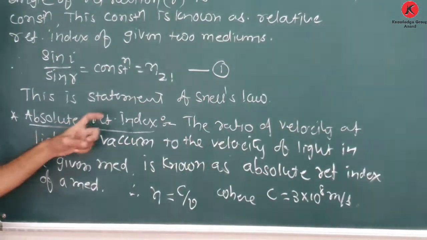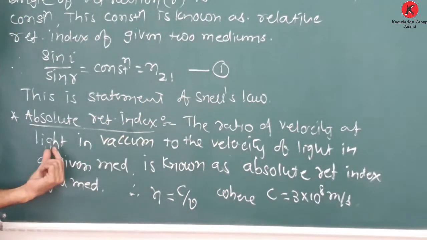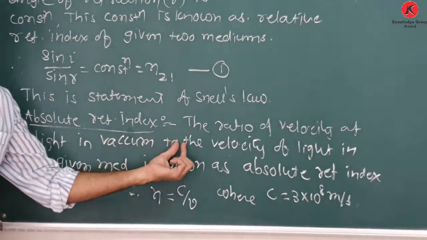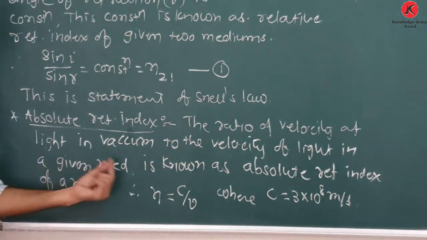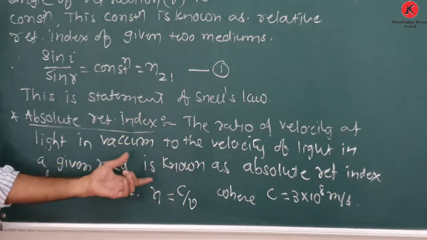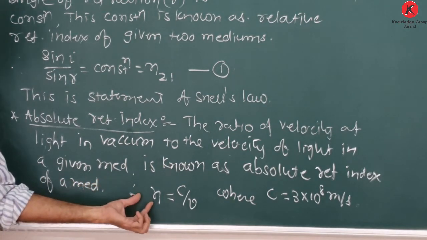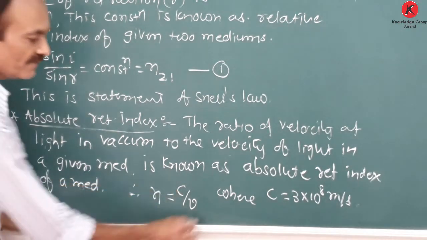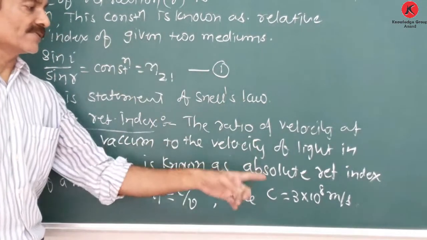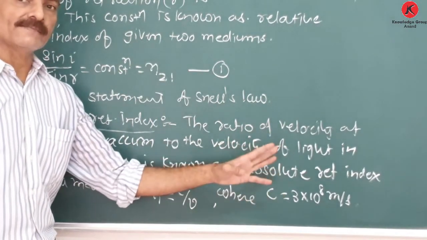Again, what is the absolute refractive index? The ratio of the velocity of light in vacuum to the velocity of light in a given medium is known as the absolute refractive index of a medium. It is denoted by n. n is equal to c upon v, where c is equal to 3 times 10 to the power 8 meter per second.